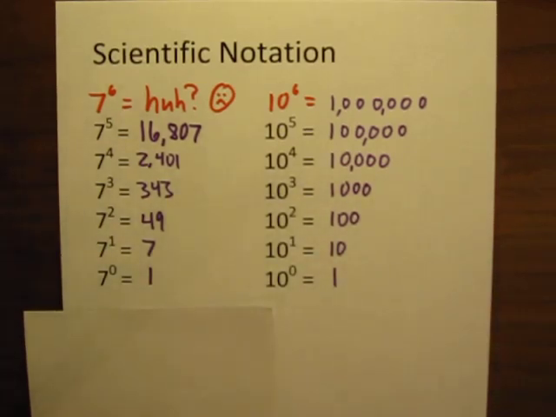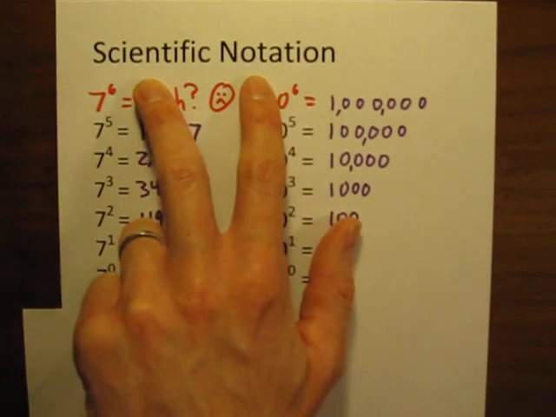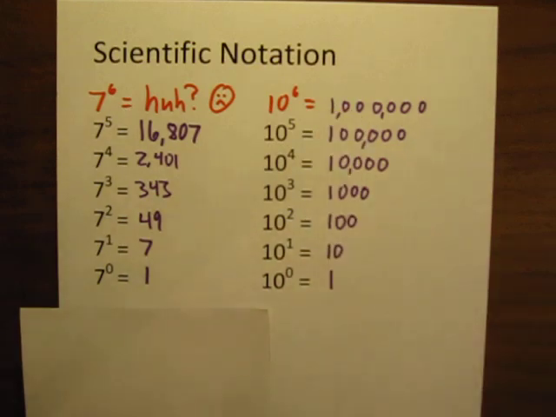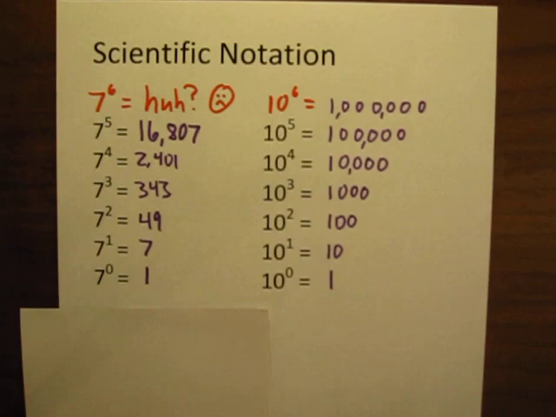Hello. In this video, I'm going to be talking a little bit about scientific notation, what it is, what it's used for, and how you can convert from numbers written in scientific notation to regular numbers, and also converting the other way, regular numbers converted into scientific notation. Before I get into that, though, I'd like to look at two sets of numbers.